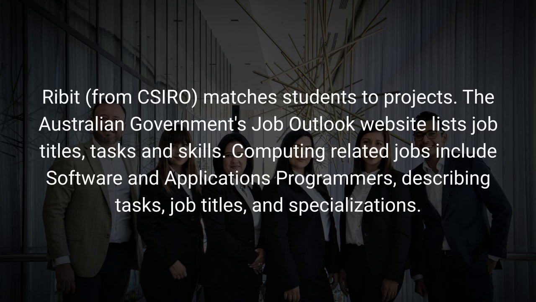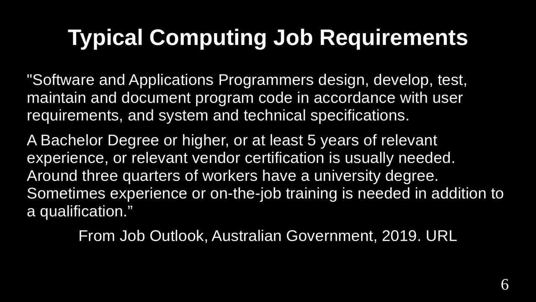Computing-related jobs include software and applications programmers, describing tasks, job titles, and specializations. Typical computing job requirements. Software and applications programmers design, develop, test, maintain and document program code in accordance with user requirements, and system and technical specifications. A bachelor degree or higher, or at least 5 years of relevant experience, or relevant vendor certification is usually needed. Around 3/4 of workers have a university degree. Sometimes experience or on-the-job training is needed in addition to a qualification.